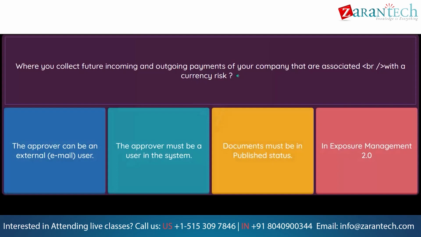Question, where you collect future incoming and outgoing payments of your company that are associated with a currency risk. Option 1, the approver can be an external email user. Option 2, the approver must be a user in the system. Option 3, documents must be in published status. Option 4, in exposure management 2.0.